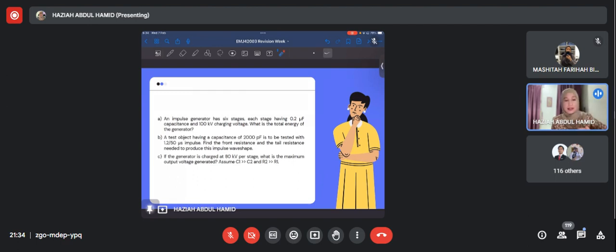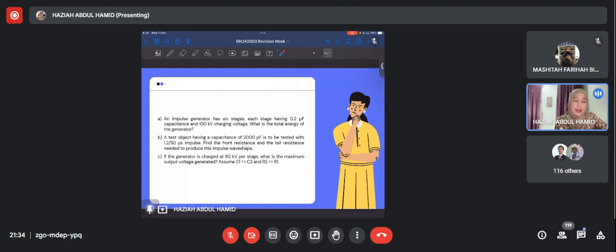So the first part of question 1C, you need to explain a bit about the impulse generator. But don't worry, you already did it in your assignment. Recall what you wrote in the assignment and write it in this question, C part 1. Explain a bit. And then C part 2 is more or less like this.